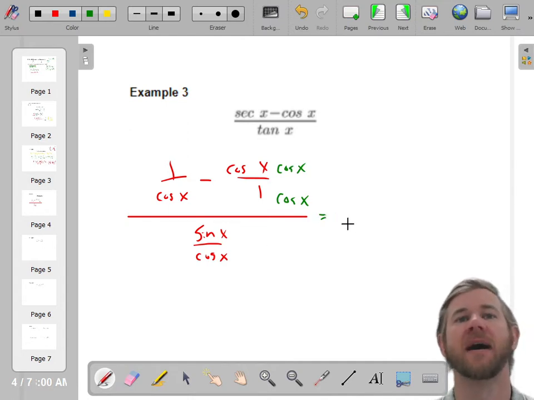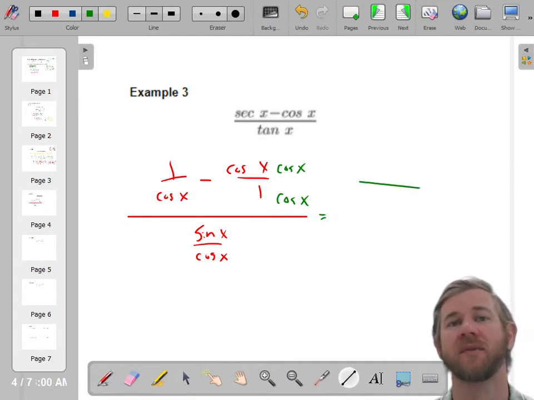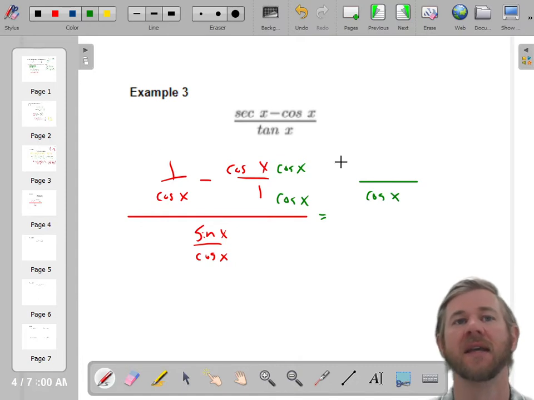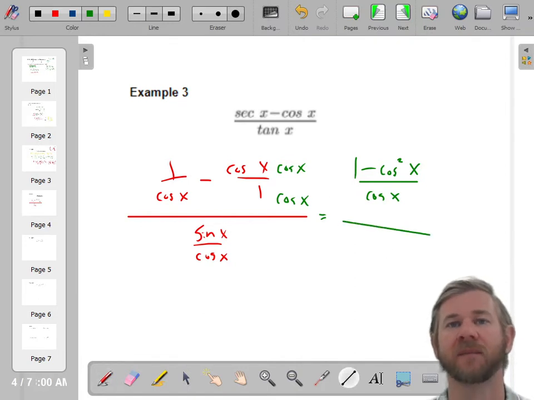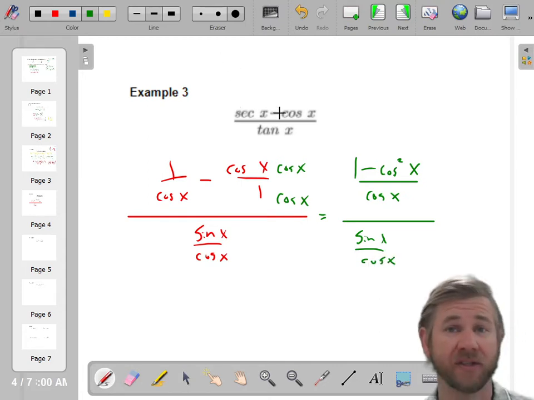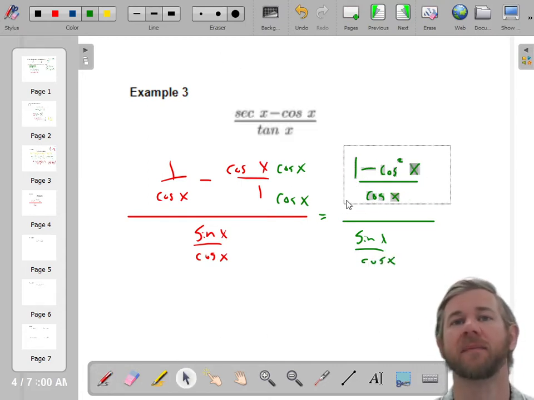All right, so in the top, you guys might remember when we did rationals, we did this exact same thing. We get a common denominator in the top, which is cosine of x. And in the numerator of the numerator, I have 1 over cosine squared, because cosine times cosine is cosine squared. In the bottom, I still have sine of x over cosine of x. So I am going to copy, change, flip.